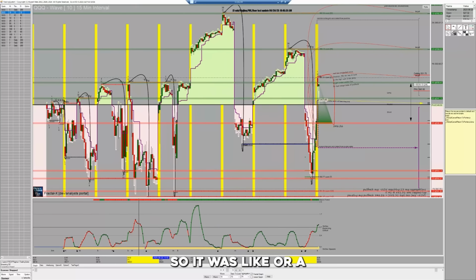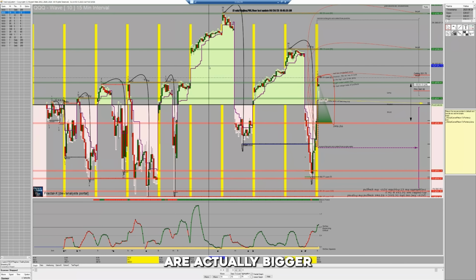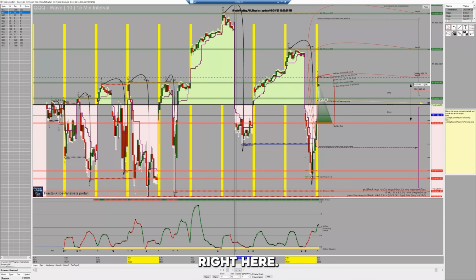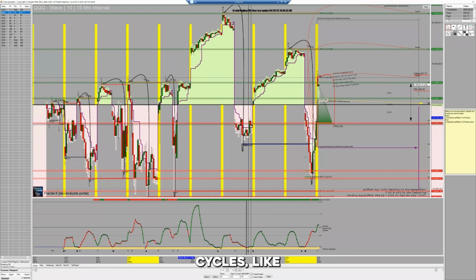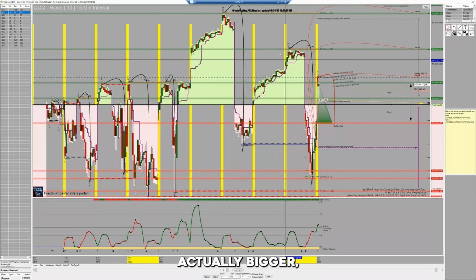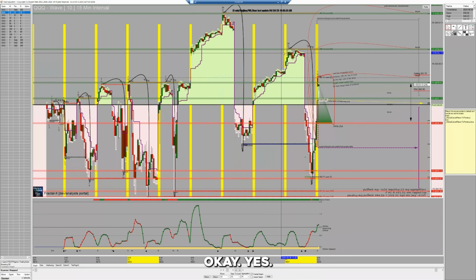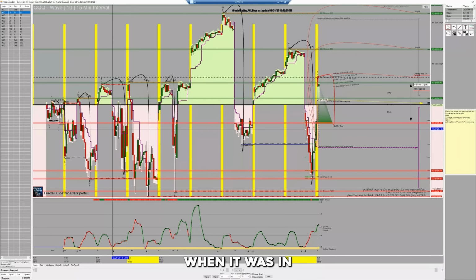It was red, so the overall bias is bearish, and you can actually take a look at it. You see, the cycles after we got the green macro trend, the cycles above the pivot are actually bigger, right? If we compare these two cycles, even this one, the ones above the pivot are actually bigger, right? And here, when it was in the red macro trend, the cycles for the downside were actually bigger.